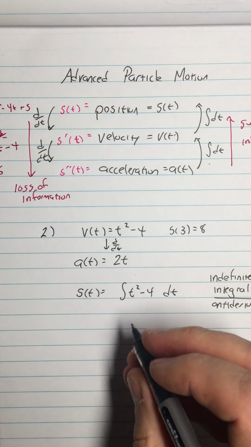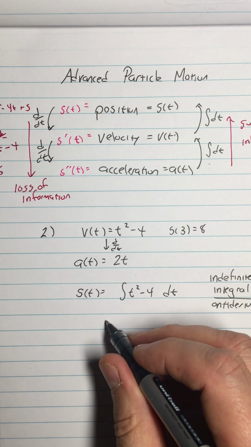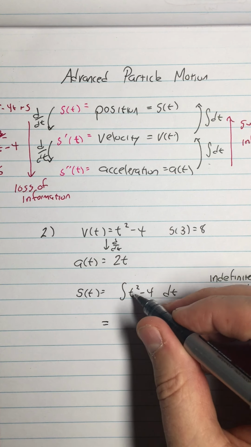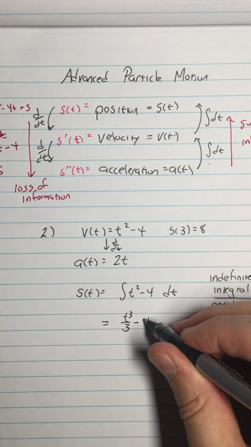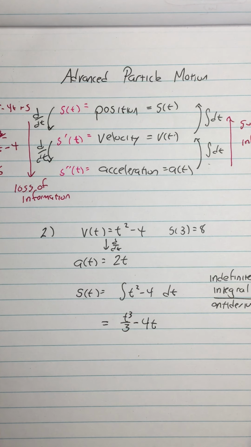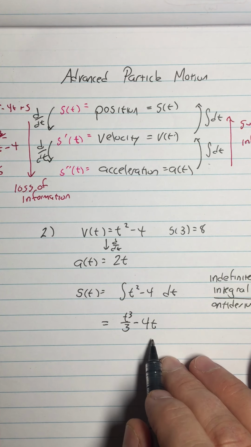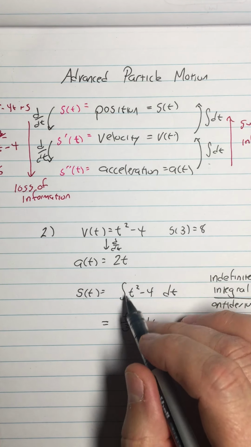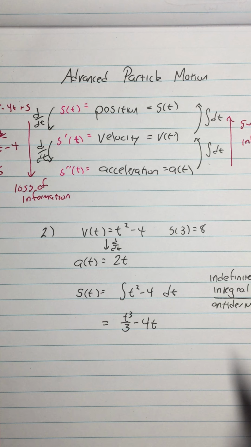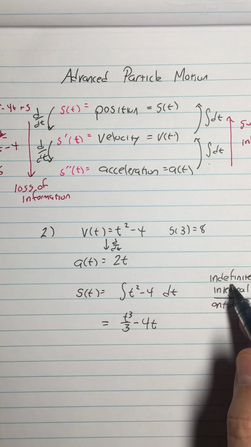All right, so we can do that. We can do the same antiderivative that you always do. The antiderivative of t squared is t cubed over 3, and the antiderivative of 4 is 4t. All right, so notice I did not put evaluation brackets because I'm not going to evaluate it, because I can't, because I don't have limits. All right, this is an indefinite integral.